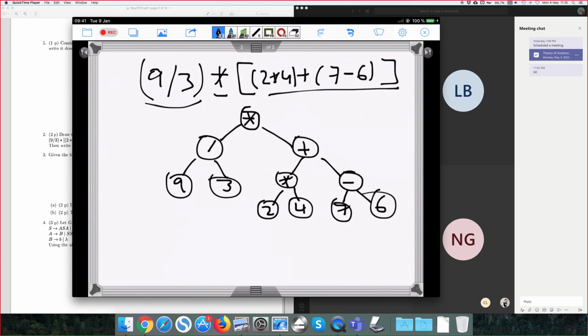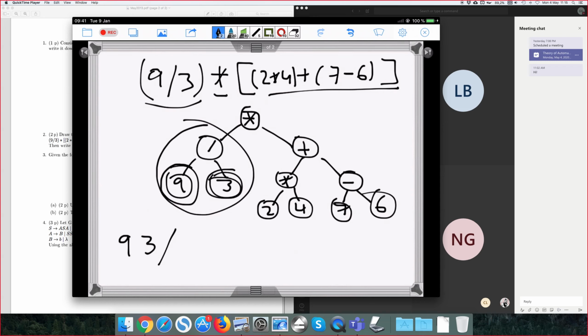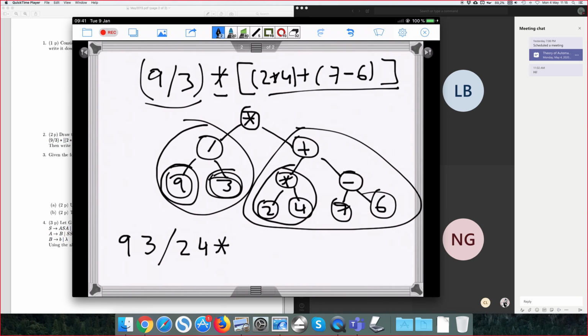Okay, so for the traversal in post order, we need to first go to the left, then here we go to the left, so we obtain 9, then to the right 3, then to the root, which is this division here, then we go to the right, here we go to the left, so 2 4 times, then to the right 7 6 minus, and then the root plus and the multiplication here.